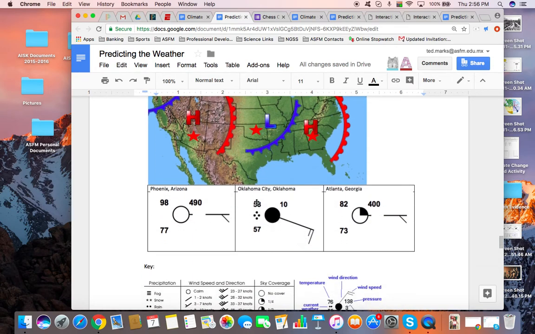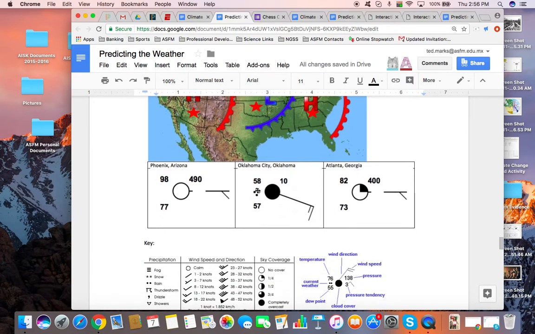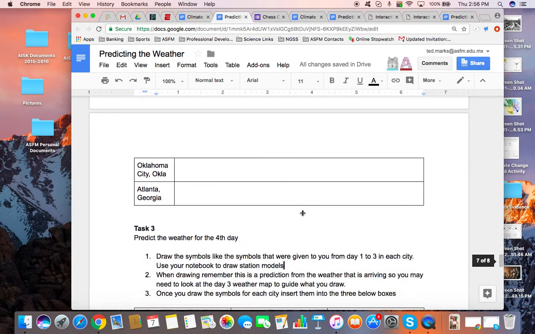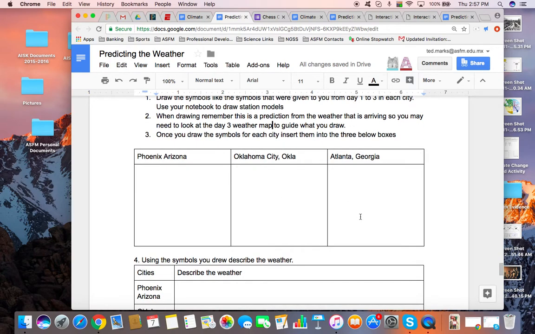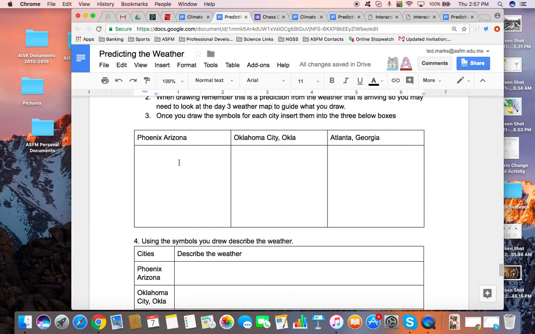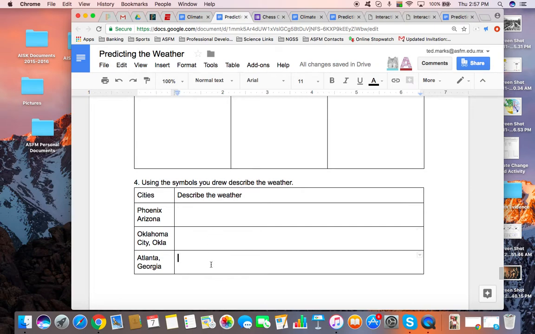I would like you to put in the temperature, what you predict for the precipitation, the humidity, the overcast, the pressure, the wind direction, the speed of the wind. Okay? And I would like you to take a picture once you've done a drawing. Right here, once you draw, insert the photos in for each. So if you do it on paper and pencil, take a picture, put it in here, and then I'd like you to describe the weather.